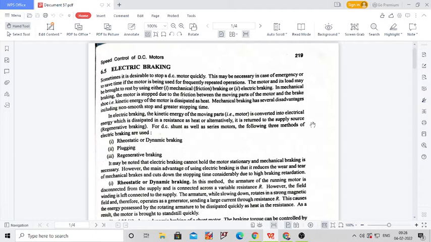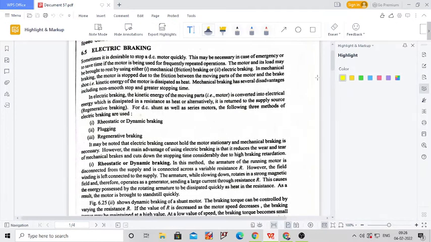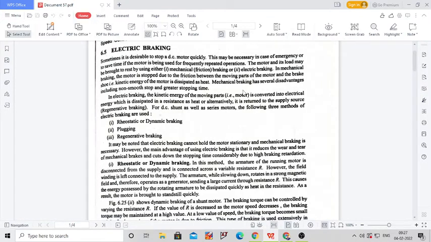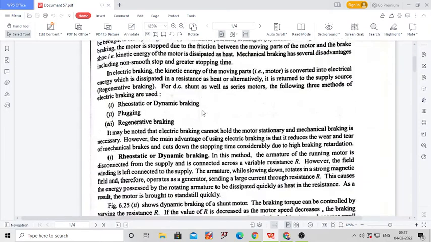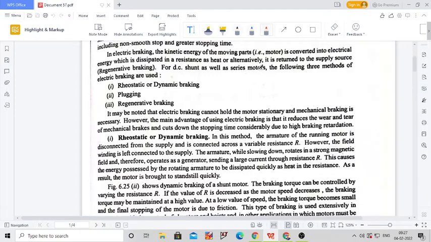So for DC shunt motor as well as for DC series motor, the following three methods of electrical braking are frequently used. The first method is rheostatic braking, which is also known as dynamic braking. Another method is plugging, and the third method is regenerative braking.